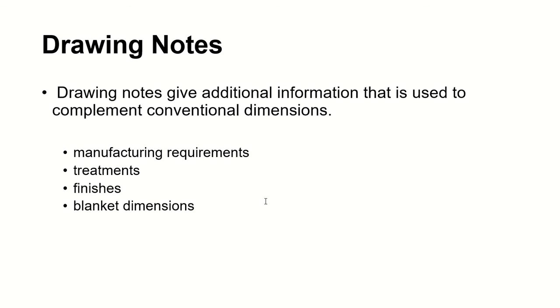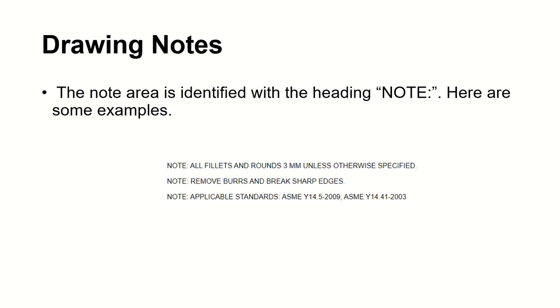And then drawing notes. So drawing notes, we use them all the time, because we want to give additional information to complement your conventional dimensions for, of course, the manufacturers. So manufacturer requirements, treatments, finishes, blanket dimensions. All these things, we want to put them in our notes. So the notes look like this, okay?